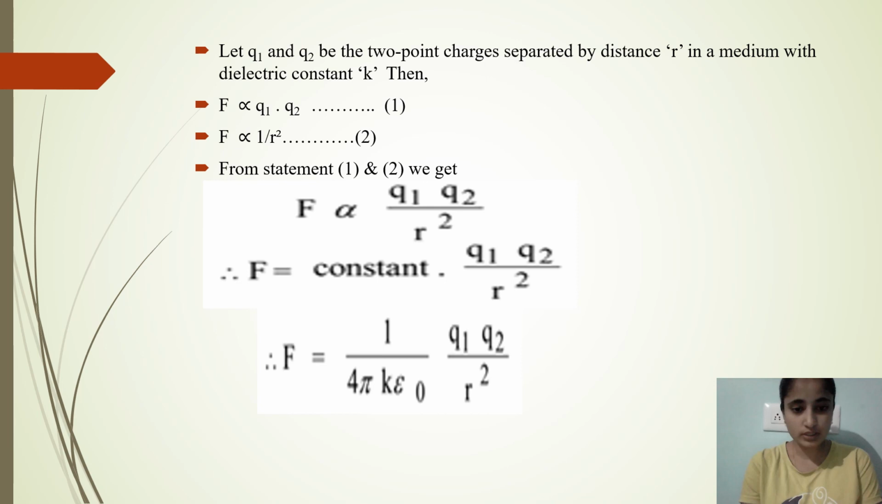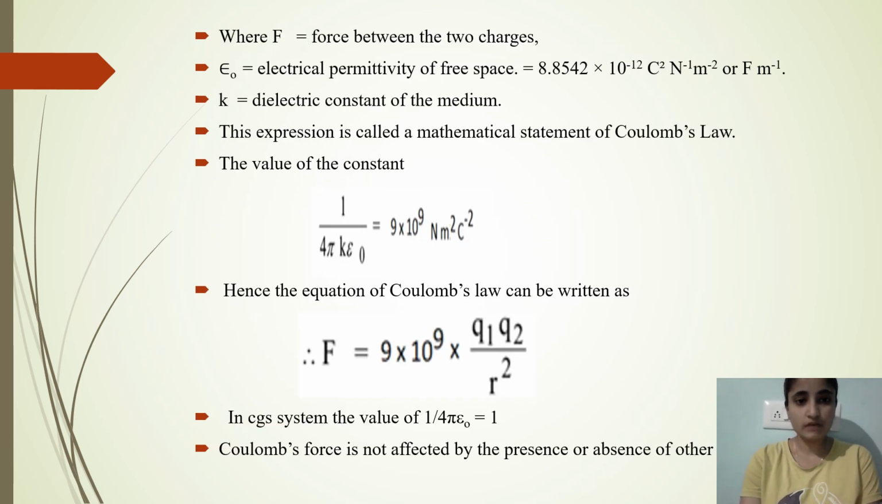The constant value is 1 by 4 pi K into epsilon naught, so F equals 1 by 4 pi K epsilon naught into Q1 into Q2 by R square, where F equals the force between the two charges. Epsilon naught equals the electric permittivity of free space. Its value is 8.842 into 10 to the power of minus 12 Coulomb square per Newton per meter square or Farad per meter, where K equals the dielectric constant of the medium. This expression is called the mathematical statement of Coulomb's law.